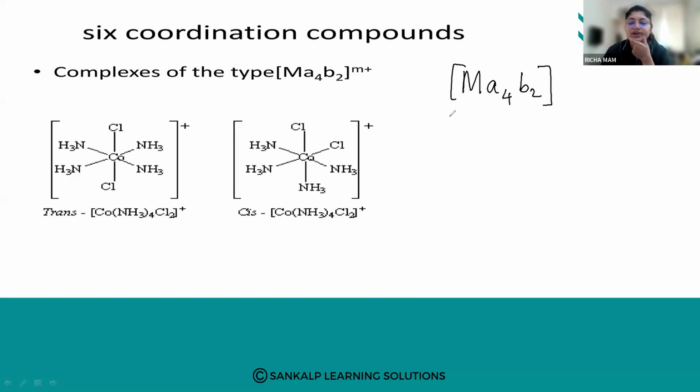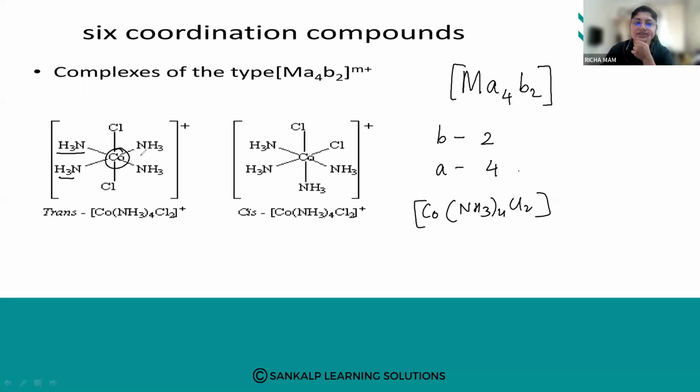Here, what you can see, we have two types of ligands. One is B ligand, these are 2, and A ligand, which are 4. So we'll take one example: cobalt, NH3 4, and Cl2. Let this be the example. Cobalt, NH3 4, Cl2. You can see now how the arrangement is. Cobalt is in the center because it is the central metal atom. NH3 at 4 corners of the square plane, and 2 Cls at the axial positions.